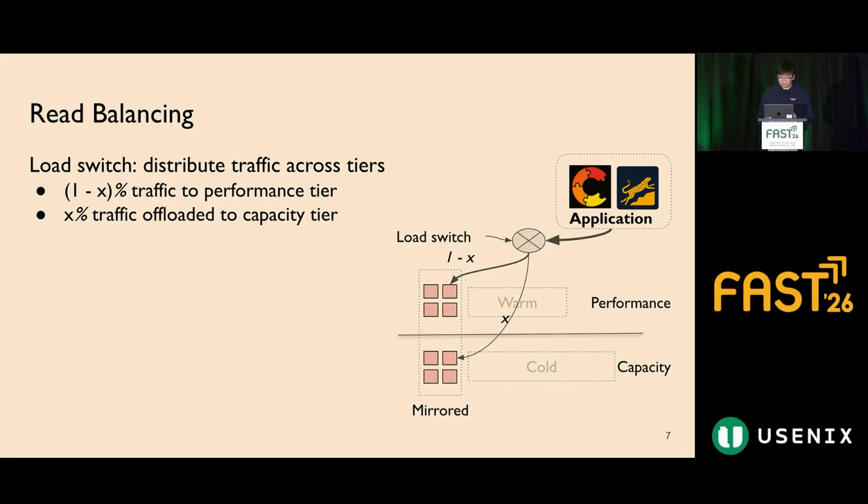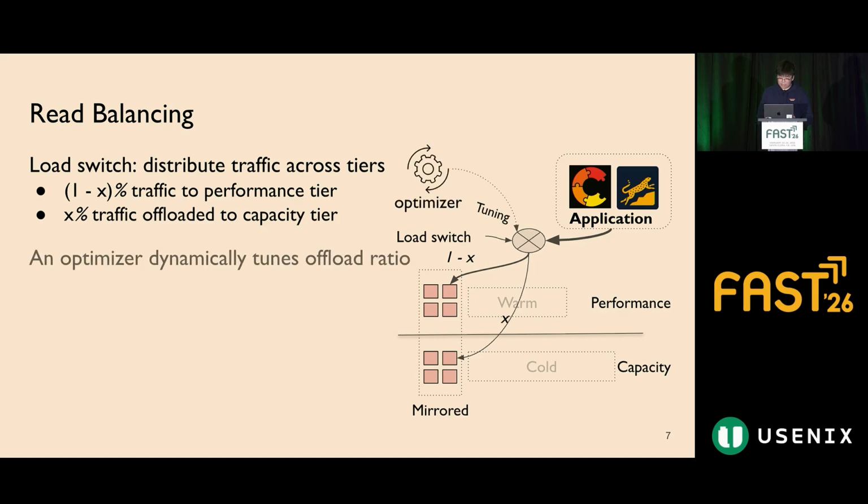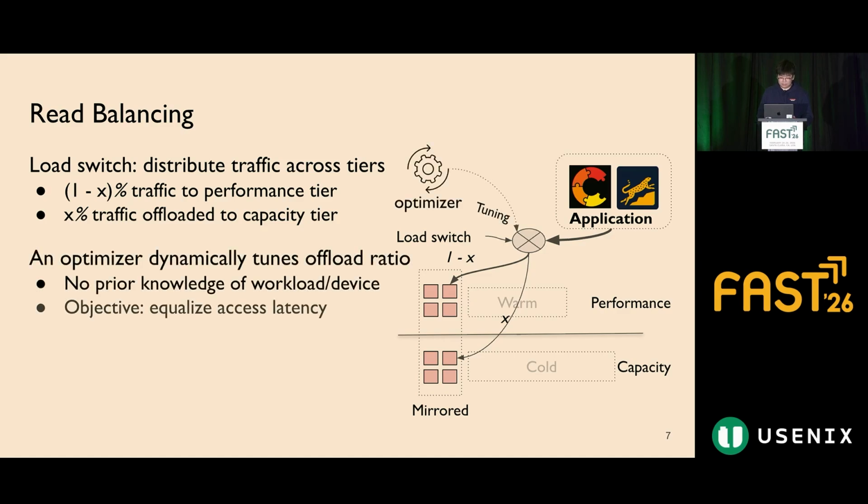So when a request goes through the load switch, X percentage of traffic is offloaded to the capacity tier, while the remaining traffic is sent to the performance tier. And since the optimal data offload ratio is not static across workloads, MOST has another component named the optimizer, which dynamically tunes the offload ratio based on the system status.